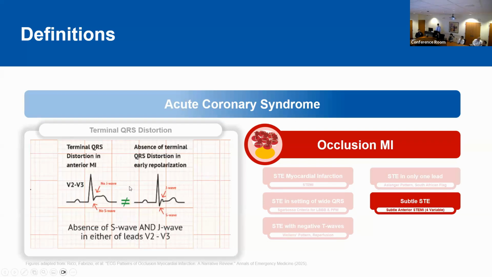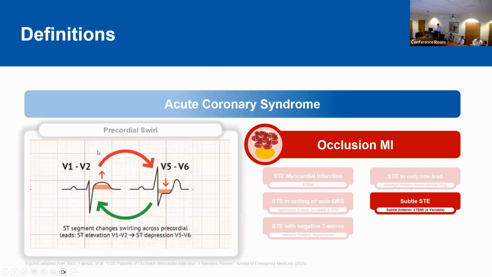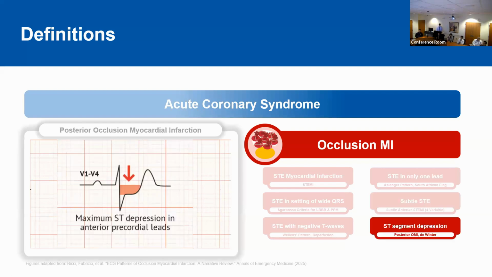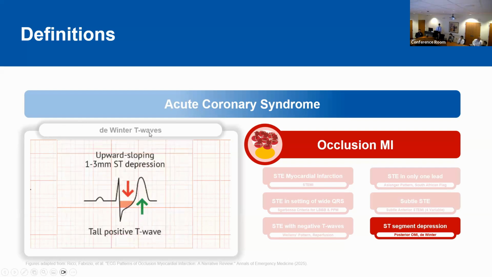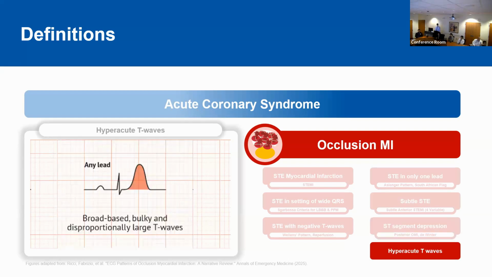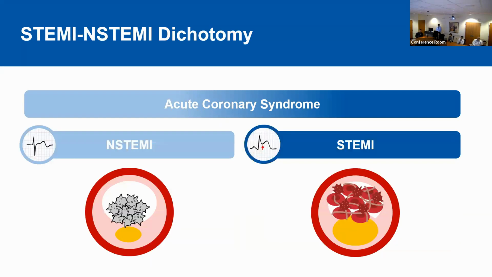There might be times that you're just dealing with more subtle ST segment elevation that doesn't rule in for our current criteria, but there are findings that are highly suggestive of an acute thrombotic occlusion, such as the pattern seen in terminal QRS distortion or precordial swirl. There might be times that we're clued into an occlusion myocardial infarction by significant ST segment depression, such as when we're dealing with a posterior OMI, or even the de Winter T waves. And finally, there are hyperacute T waves themselves.